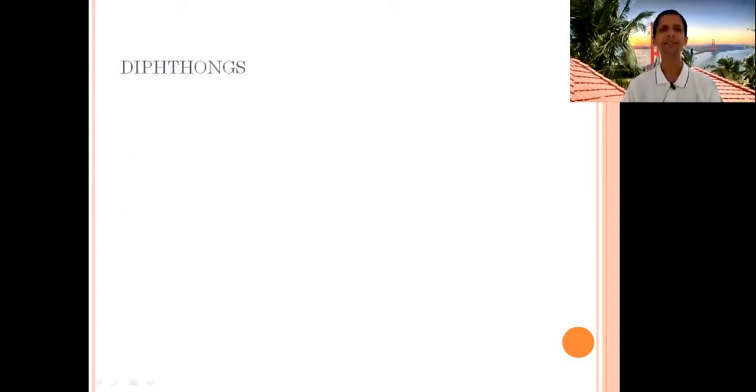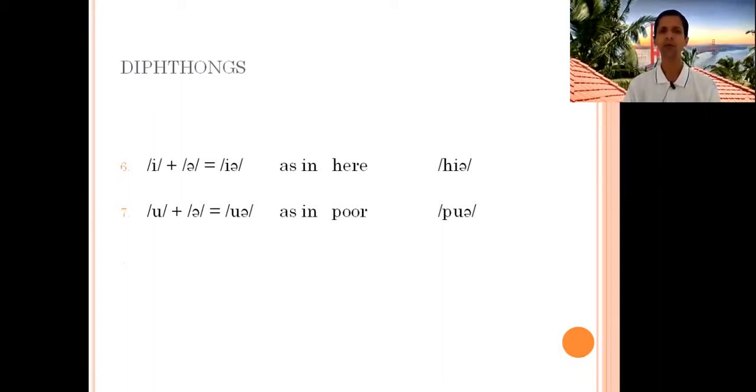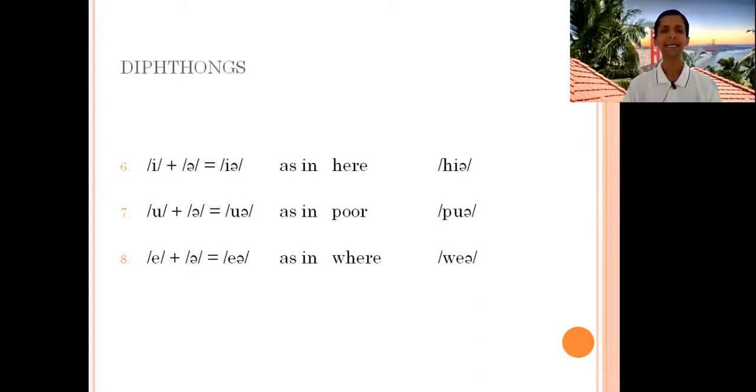The next diphthong is a combination of E and schwa joining together to form the new sound ear, as in here. The next diphthong is ua, a combination of u and schwa, as in poor. And the final diphthong is a combination of E and schwa, that is air, as in where. So these are the 8 diphthongs that we have in the English language.